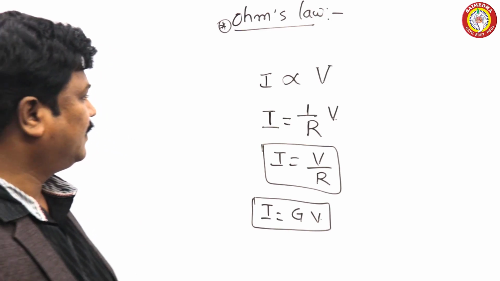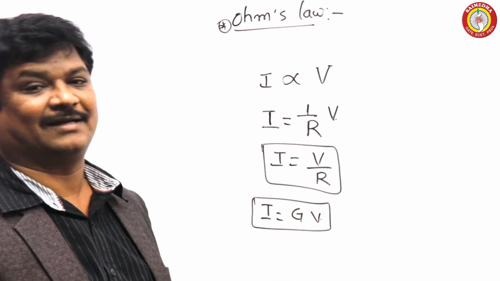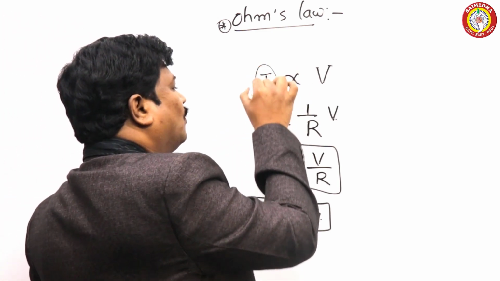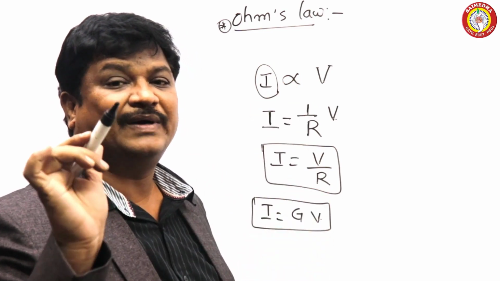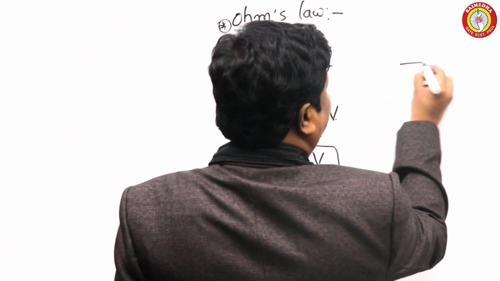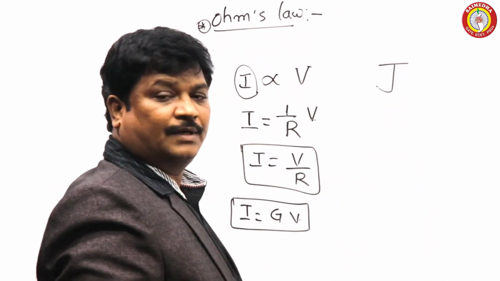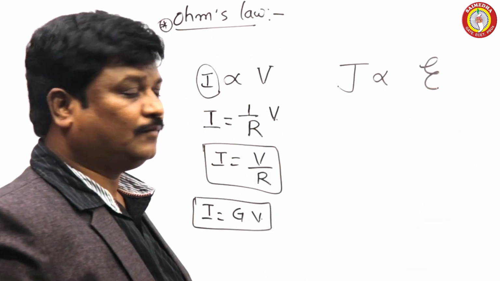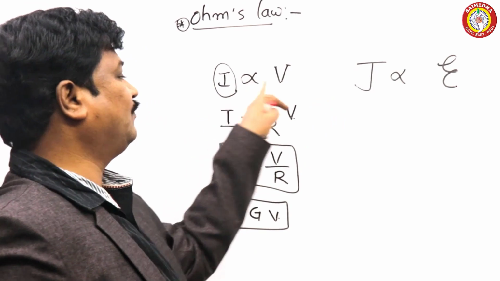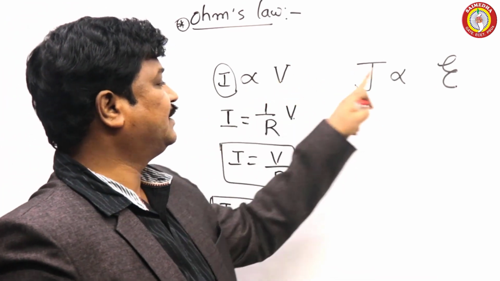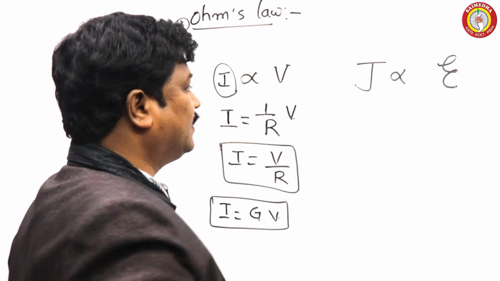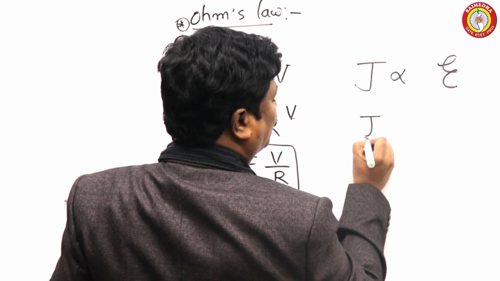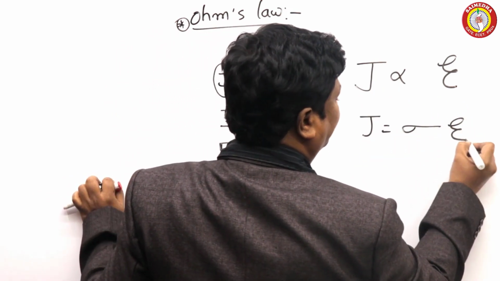Sir, this current and voltage are scalars. If you go for vector analysis, instead of current, what are we going to consider? Current density J is directly proportional to the electrical intensity E. Instead of current, we got a current density. Instead of voltage, we got an electrical intensity. To avoid this proportionality, what are we going to do here? J is equal to sigma E.